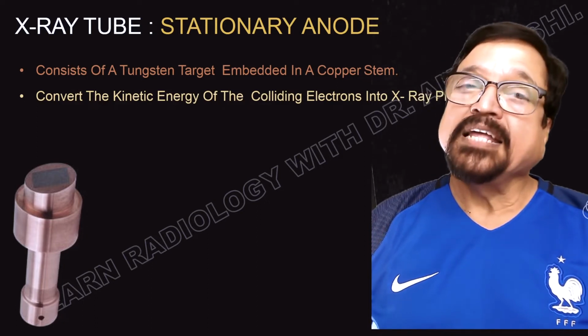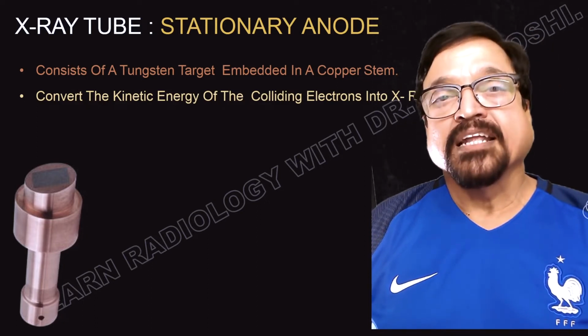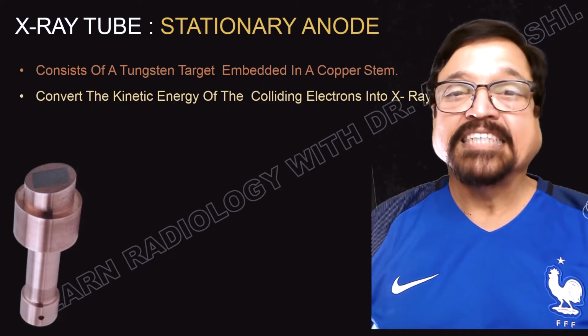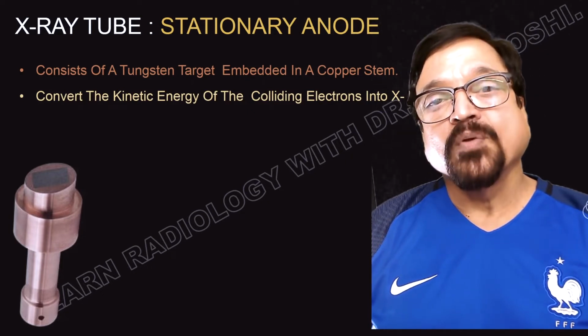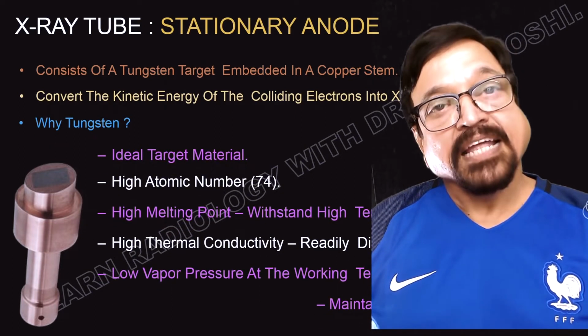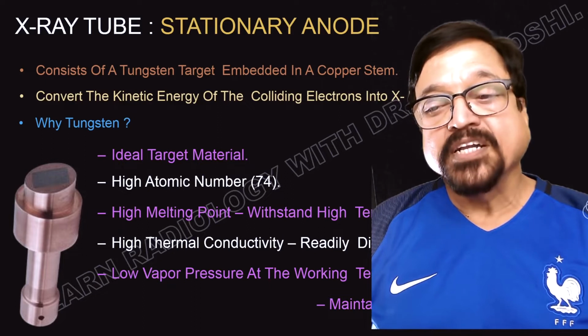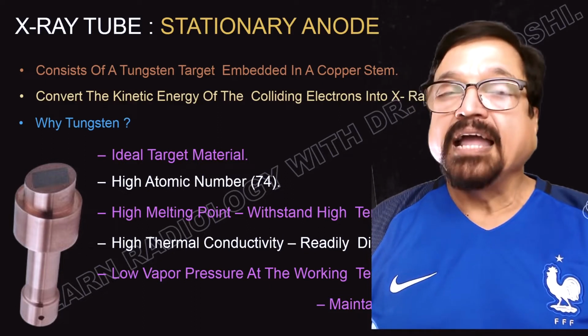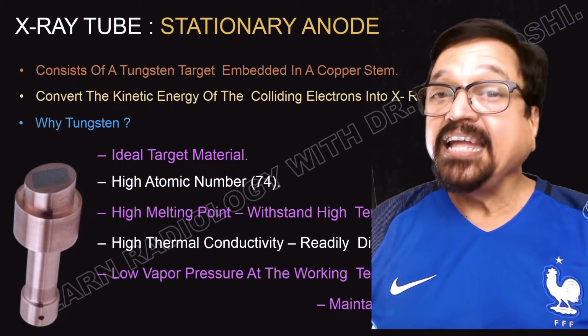How? Because of the rapid deceleration. Because of the cut down of the speed, the rapid deceleration, the fast moving electron will get converted into a photon, so that we call an X-ray. Both are the same, synonymous. Then why tungsten? It is an ideal target material because it has a high atomic number, 75, and a high melting point. So in spite of heating, it will not melt.